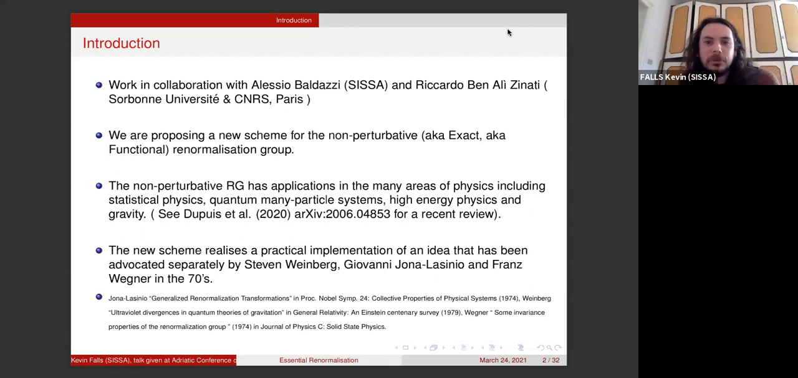There is this very nice review that came out in the summer, which is on the arXiv. If you want to know more about this, it really is a thorough review that talks about all the different applications. This new scheme that we are putting forward is actually a practical implementation of a much older idea, which has been advocated in the 70s by Steven Weinberg, Giovanni Jona-Lasinio, and Franz Wegner. There are some references here to these old papers where they're putting forward these ideas.